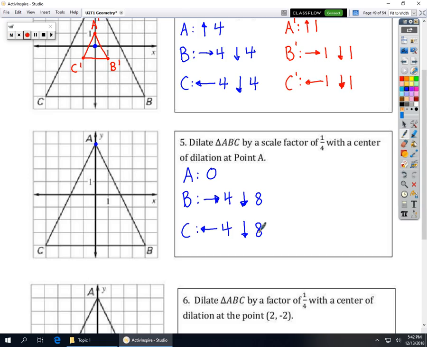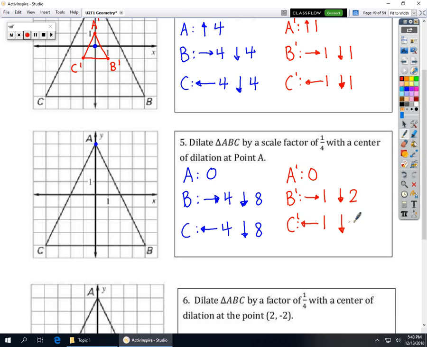And to apply the scale factor, I take everything and I just divide it by 4. Well, 0 divided by 4 is still 0. Oh, so don't move. B, right 4 means right 1. Down 8 is now down 2. All of them have been divided by 4. C prime, left 1, and down 2.